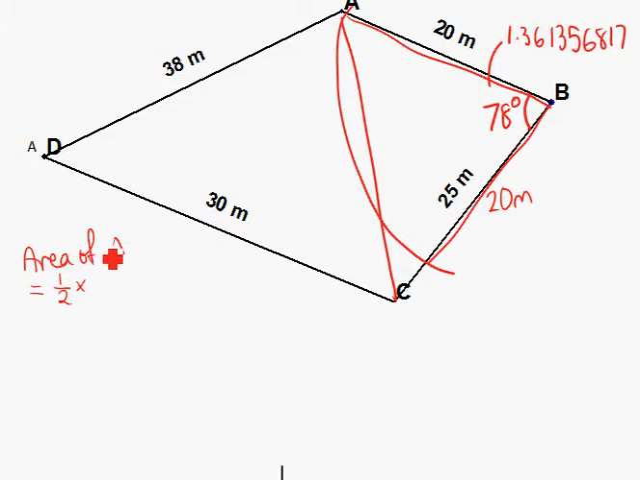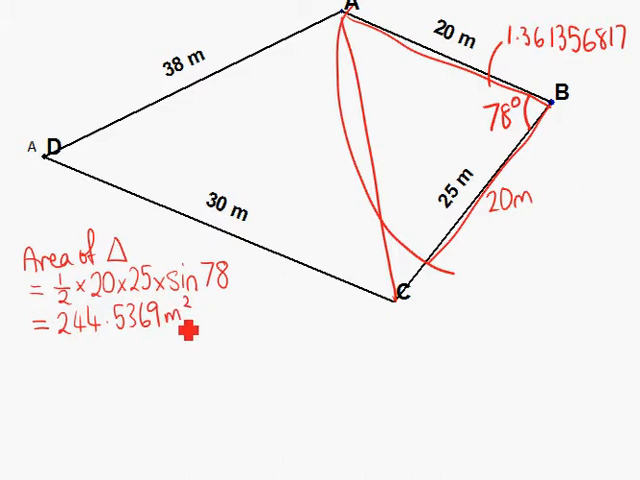For triangles, that formula needs the angle in degrees. It's really important. So it's half times one side times the other side times the sine of the angle in between the two sides. That angle has to be in degrees. Find your calculator and work that out, and the answer is 244.5369 metres squared. That's the area of the triangle part, the old design.